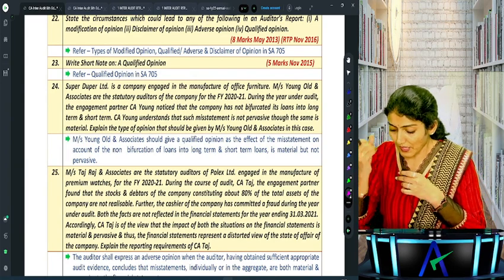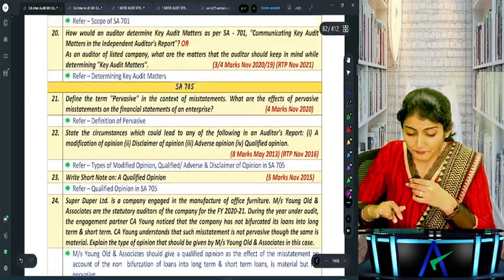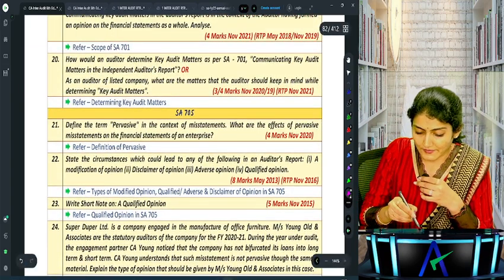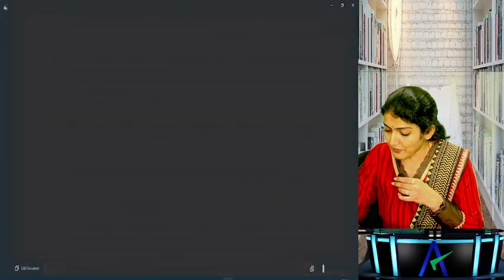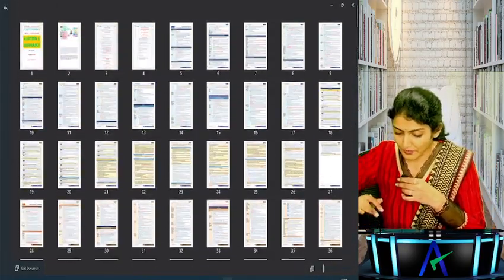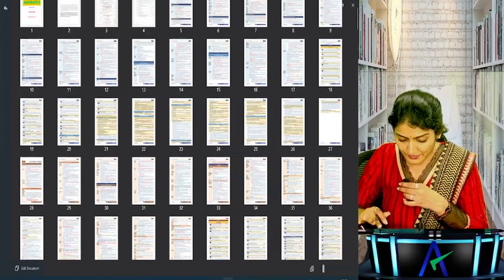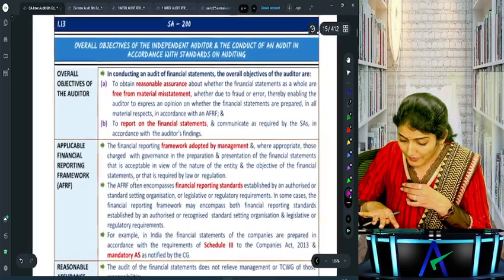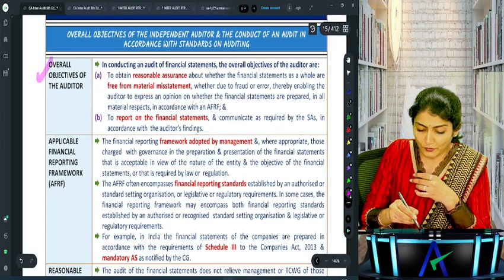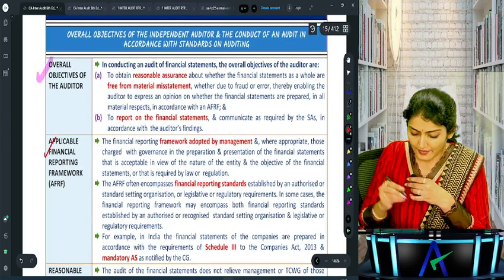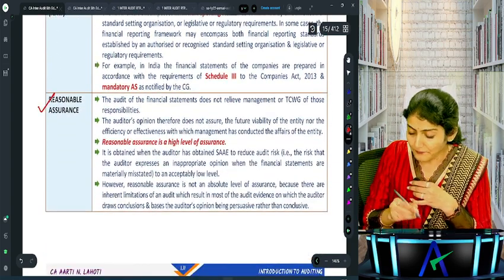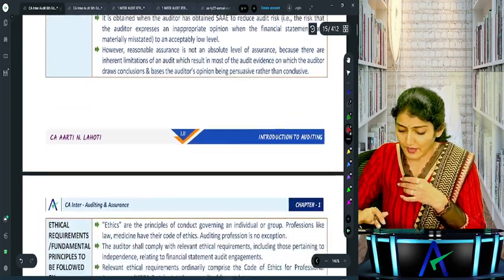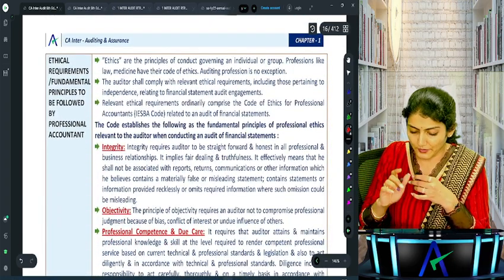Now let's come to another topic. As we've studied SA 200, let us look into the other parts of SA 200. What are the other requirements of SA 200? Whenever the auditor wants to achieve the overall objectives, what are the other requirements? We've seen the overall objectives, we've seen the AFRF, and we've also seen the term reasonable assurance. It is a high level of assurance but not an absolute assurance.